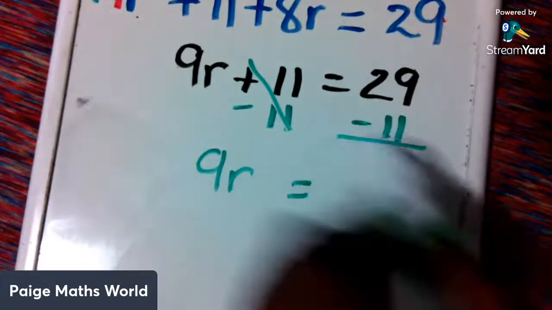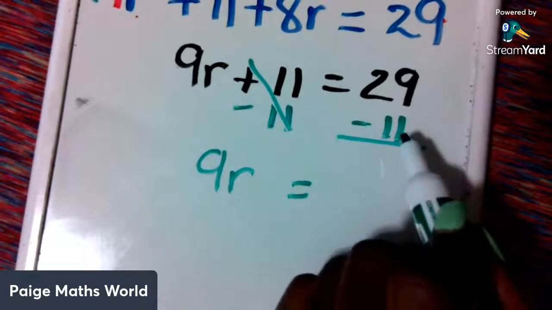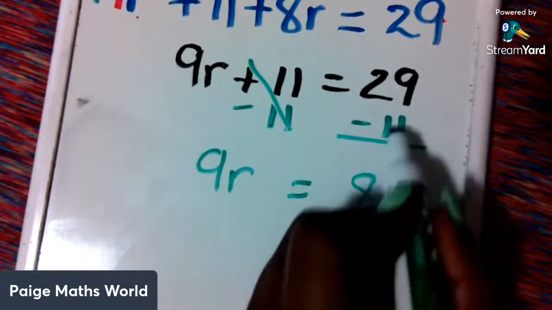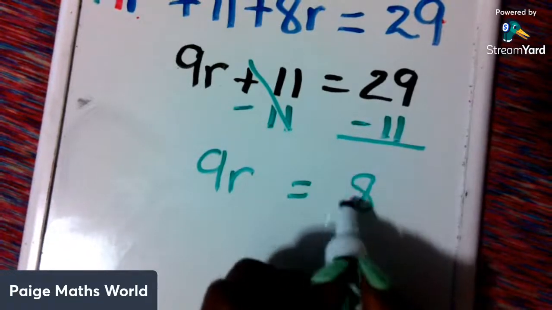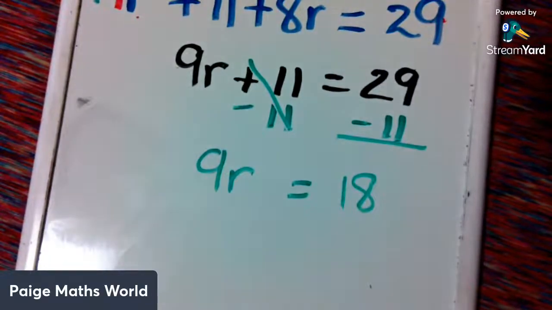And 29, take away 11. 1 from 9 is 8. 1 from 2 is 1. And so we have 9r is equal to 18. Are we finished yet?